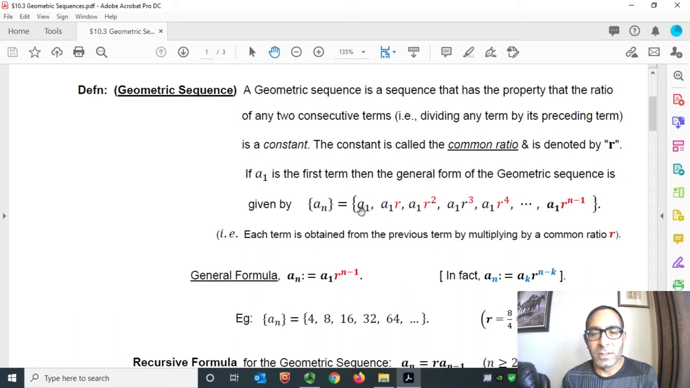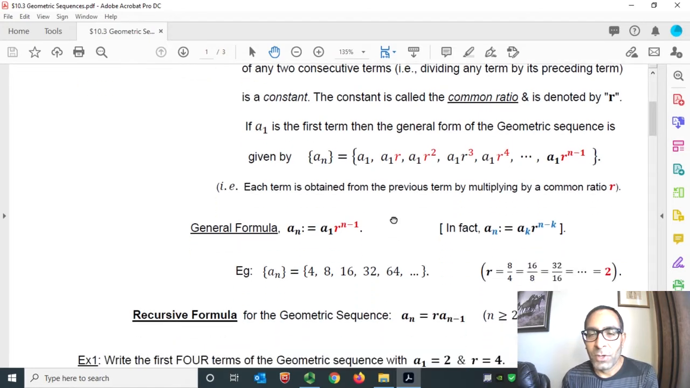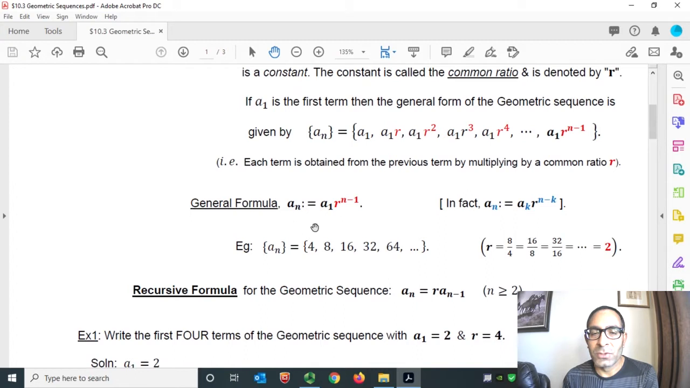The sequence: a1 is the first term, and the second term is a1 times r. The third term is the previous term a1 r times r, which is a1 r squared, and so on. That is, each term is obtained from the previous term by multiplying it by the common ratio. So the general formula: an equals the first term times the common ratio to the power n minus 1.